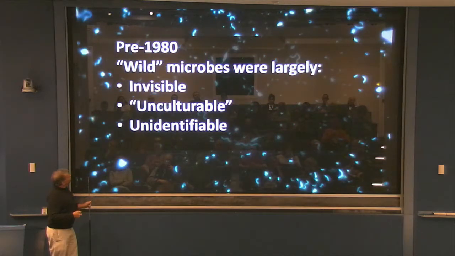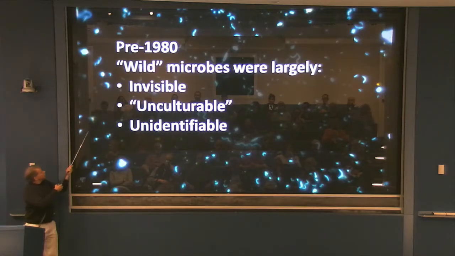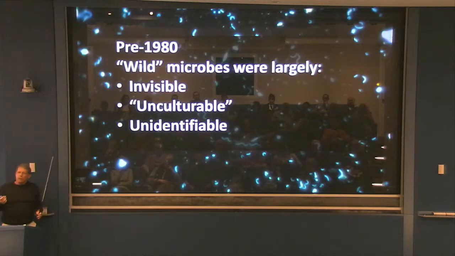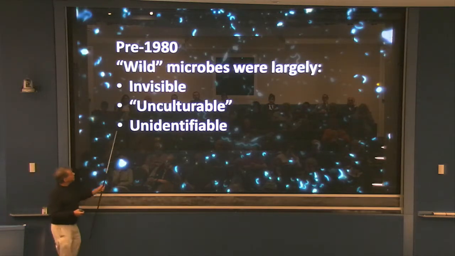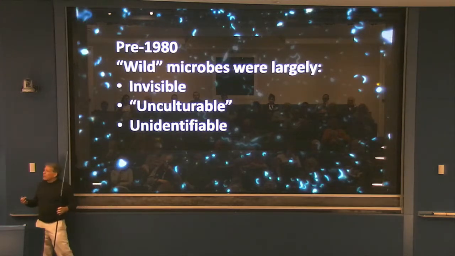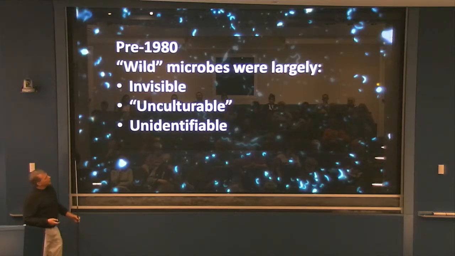First of all, a little background. Before about 1980, we weren't even doing this sort of epifluorescence microscopy counting. So we didn't know the numbers of cells out in the wild. They were sort of invisible to us, in other words. Most of them, and this is still true, weren't easy to culture, so we couldn't use classical microbiological techniques to study them. And most of them we couldn't identify in a taxonomic sense. So it was really a mysterious biological world of small organisms that remained largely unknown.